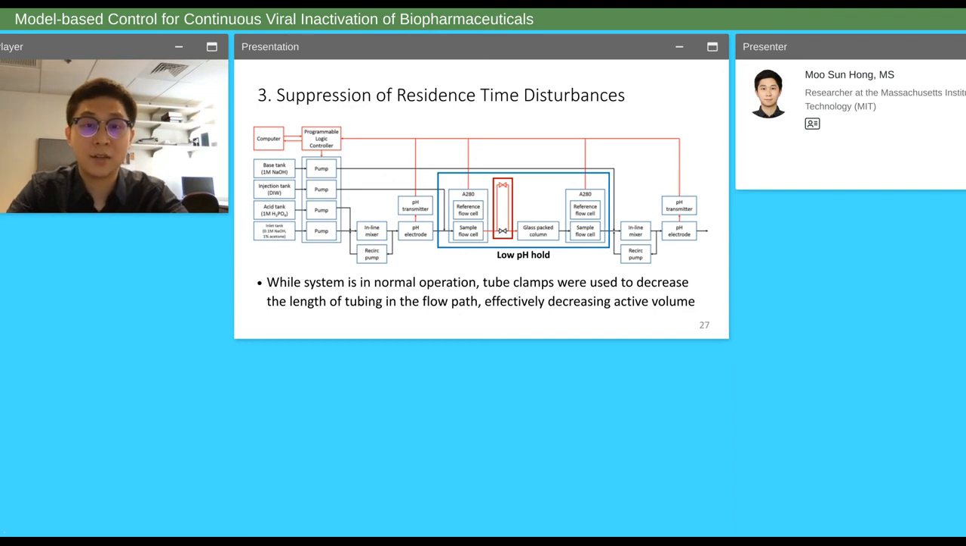For the last validation experiment, disturbance rejection was tested for the minimum residence time control by adding an additional length of tubing in series with the column. While the system is in normal operation, tube clamps were used to remove this additional length of tubing in the flow path, as shown in this process flow diagram. This effectively led to suddenly decreasing the active volume through the column and therefore suddenly decreasing the residence time in the system.